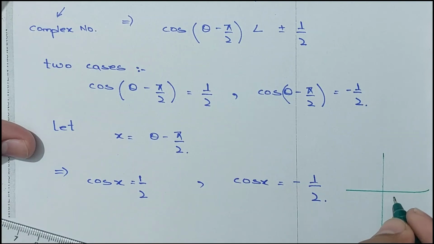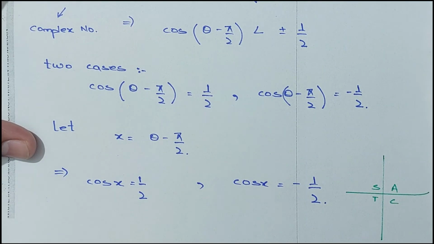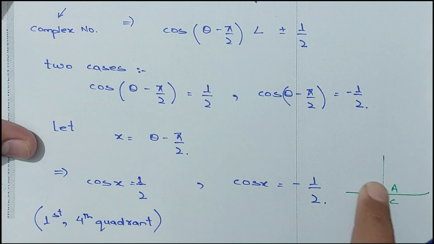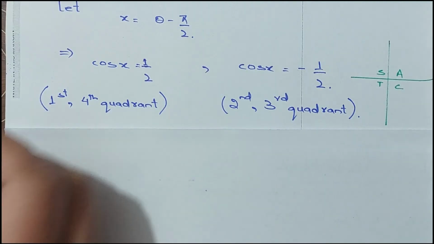Okay, so C, A, S and T. Here cos x is 1 by 2. Cos x is positive, right? So positive means cos is positive. Here you will get the first and the fourth quadrant. The solution must lie between the first and the fourth quadrant for this case, and for the negative case, the second and third quadrant. Your solution lies there, right? Let me start doing this.